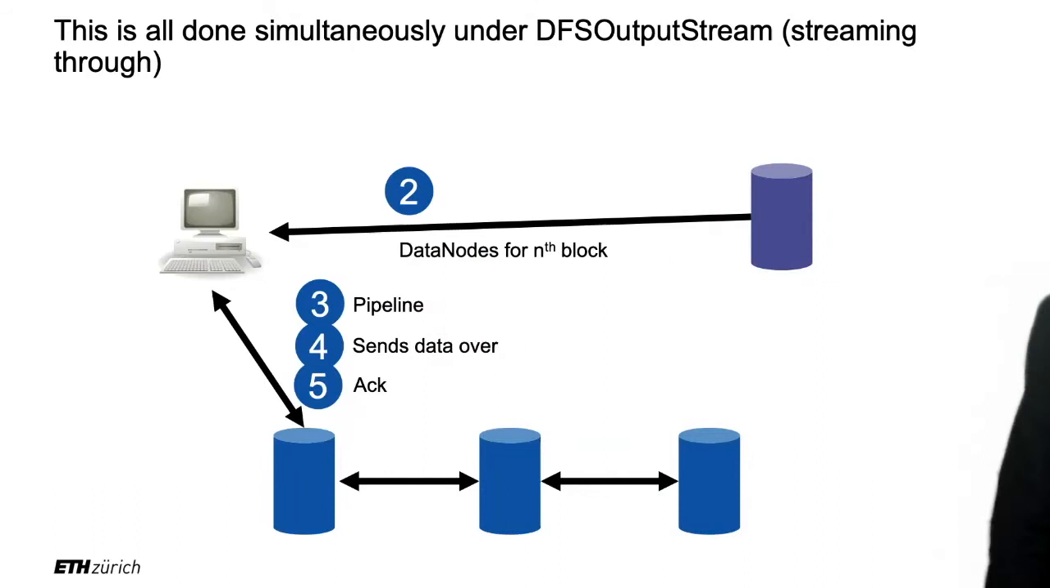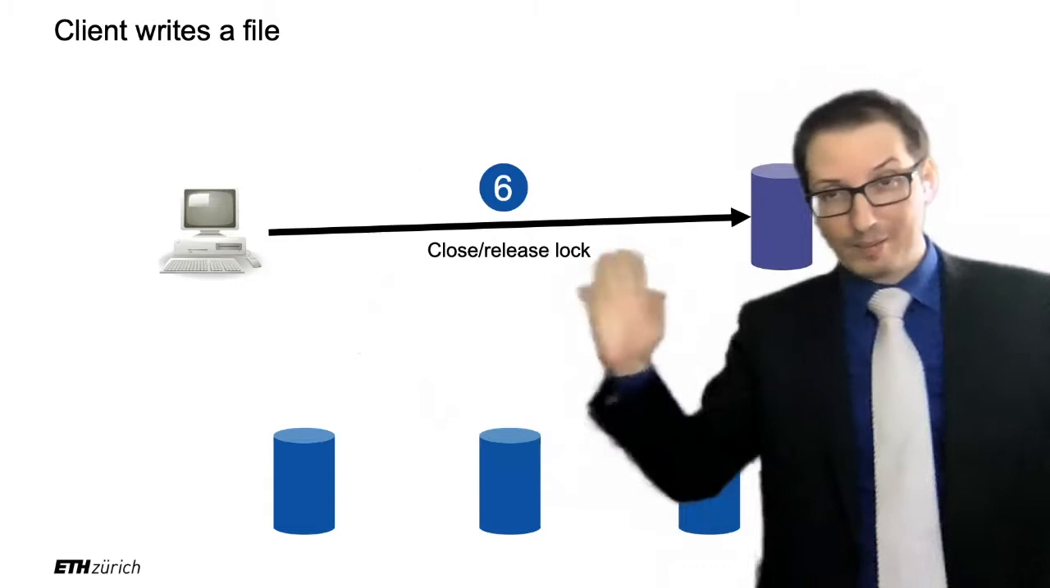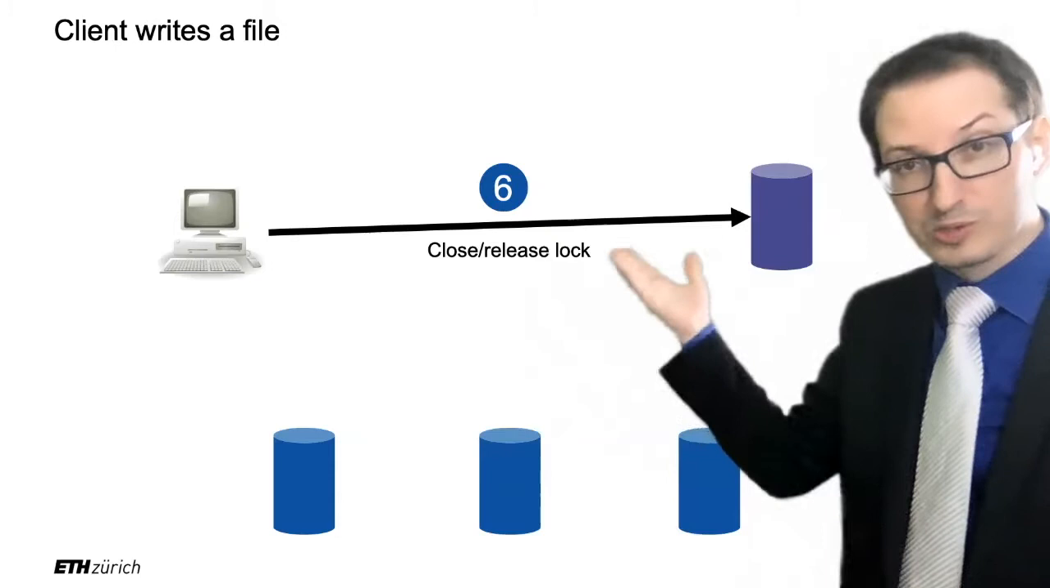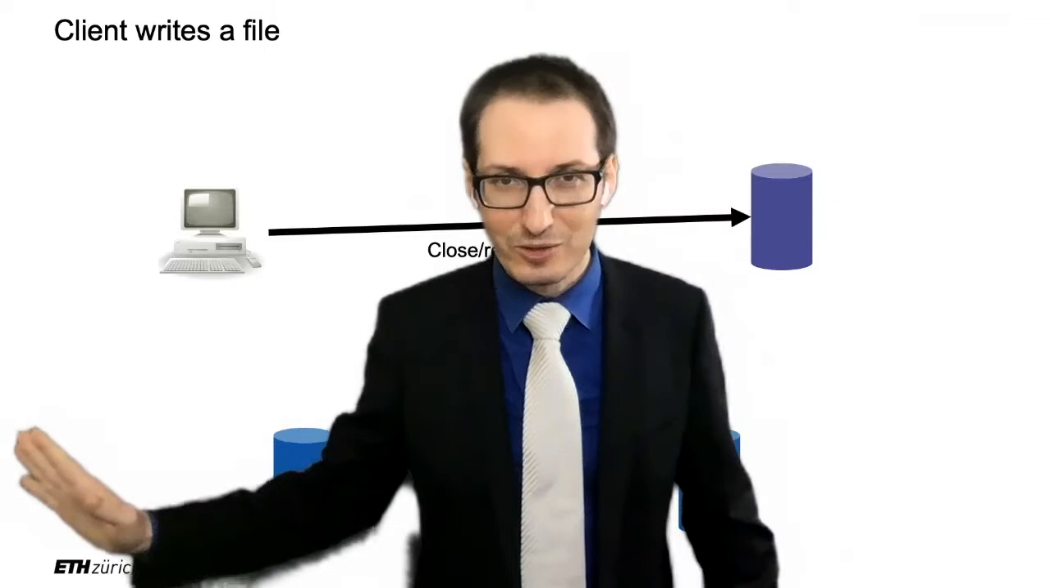And once you are done, you can inform the name node, okay, now I'm done. I have written all the blocks I wanted to write. So the file is now complete. Please close that file now and release the lock, because of course, for the entire duration under which you are writing this file, nobody else can access it. It's all blocked. So nobody can read it yet. So this is why you need to also release the lock right there.